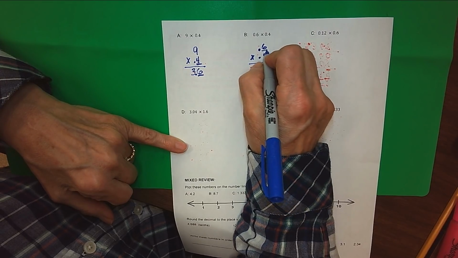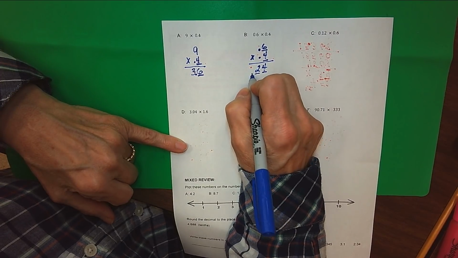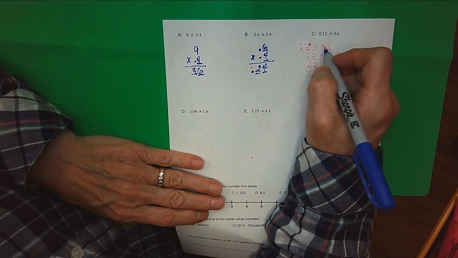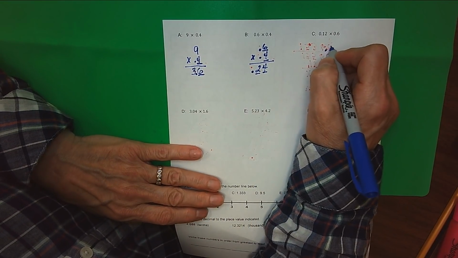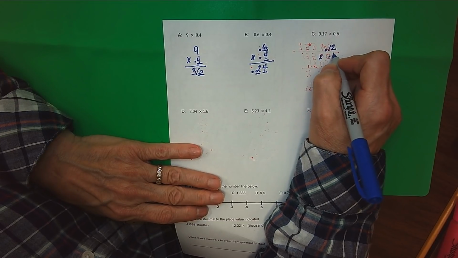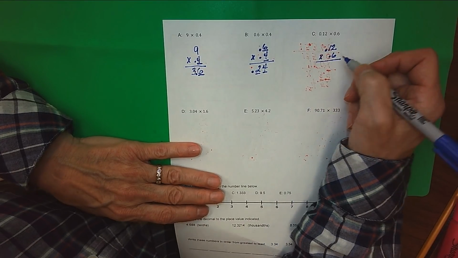One, two digits behind the decimal point in the problem, so two digits behind the decimal point in the answer. All right, next one. 12 hundredths times 6 tenths. Didn't worry at all about lining up those decimal points.